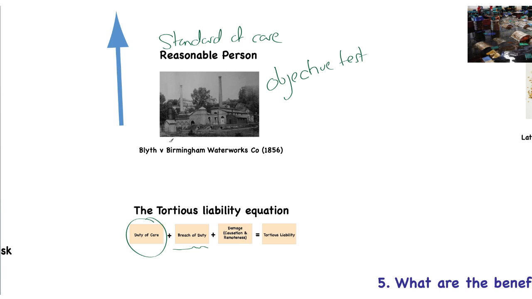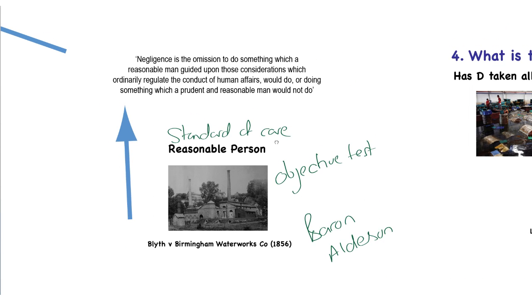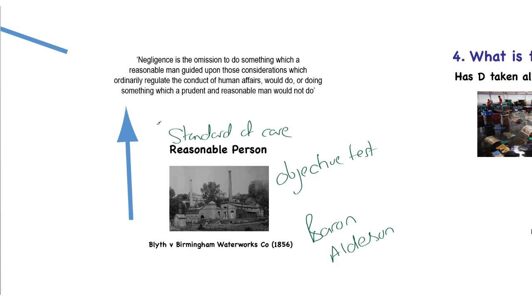And if you recall, the definition was given to us by Baron Alderson in the Blyth versus Birmingham Waterworks case of 1856. And in that, Baron Alderson says, negligence is the omission to do something which a reasonable man, guided upon those considerations which ordinarily regulate the conduct of human affairs, would do, or doing something which a prudent and reasonable man would not do. And we also said, the easy way of saying that is by saying it's about doing something that you shouldn't or not doing something that you should. But what Alderson has done is he's made it very clear that that doing or not doing must be to the same level that the reasonable man would do.